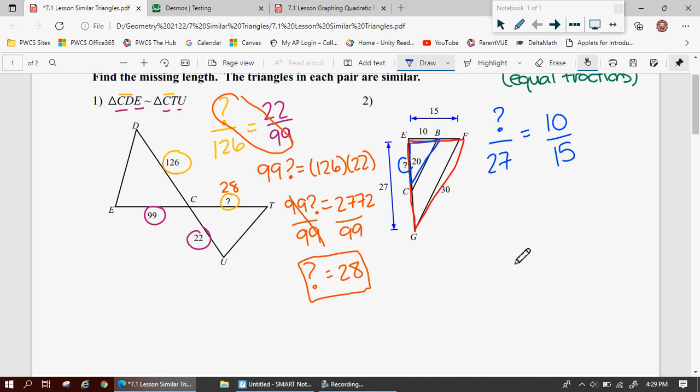And I can cross multiply this. 15 times question mark and 10 times 27. I'm multiplying the top of one fraction by the bottom of the other. And I can solve this. I'm going to pause here and solve this quick.